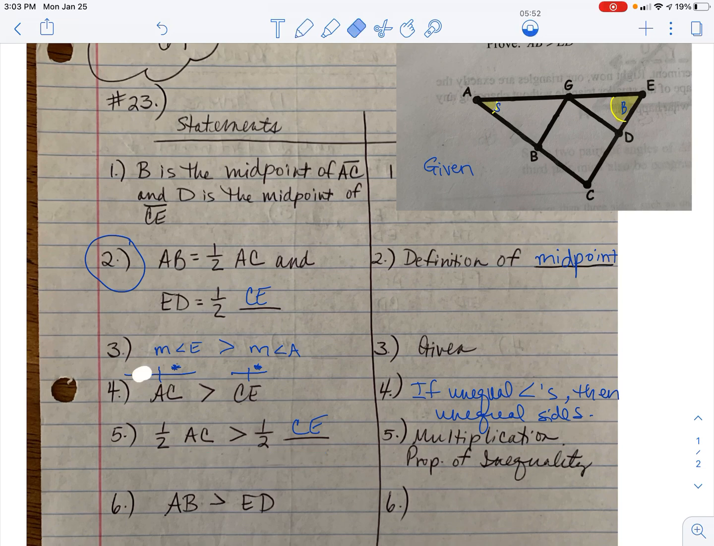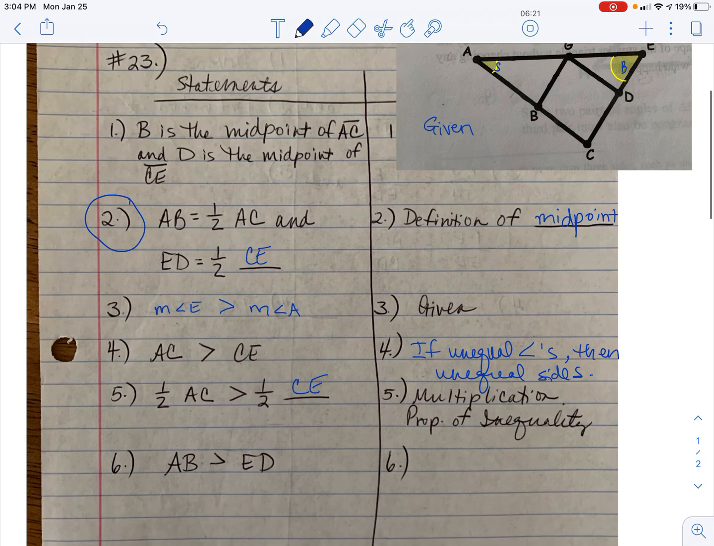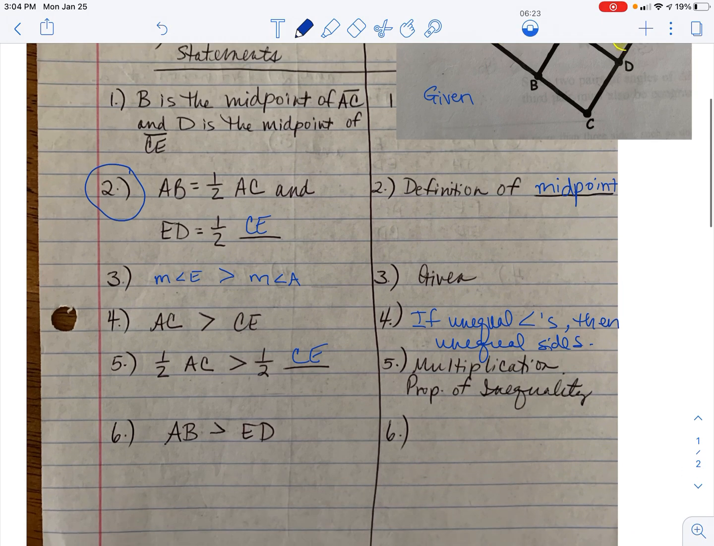Okay, so let me erase some of the stuff that doesn't need to be here. And simply the reason for that in number 5 is the multiplication property of inequality that you see there. So we have an inequality, that's what that is. It's not an equal sign, it's an inequality sign, greater than. And we're multiplying here with the 1/2, right? This is a multiplication of 1/2 that's happening here. Okay, so that's all that is saying. Multiplication property of inequality. And that brings us to our last step.